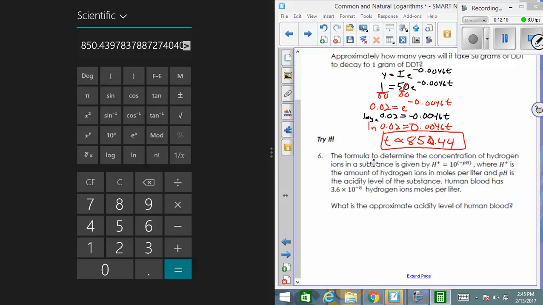The formula to determine the concentration of hydrogen ions in a substance is given by H plus. So H plus is equal to 10 to the negative pH. Okay? H plus is the amount of hydrogen ions. pH is the acidity level. Human blood has 3.6 times 10 to the negative 8 hydrogen ions. 3.6 times 10 to the negative 8 is the same as 0.000000036. To know how many zeros you put in front of the decimal, you just take 1 off of the exponent.